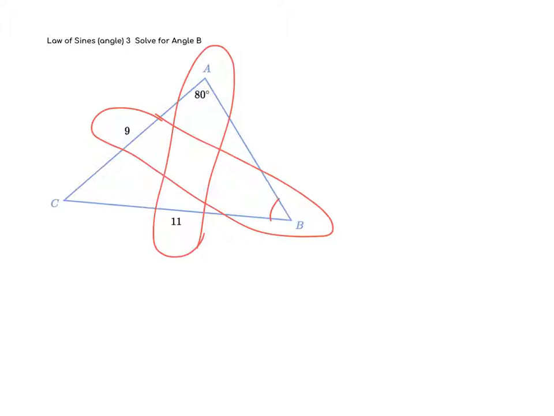One of the things that we can check to give ourselves a pretty good idea of what's going on is a comparison of the sides and the angles. Since 80 degrees is across from an 11 unit side and angle B is across from a smaller side, that tells us that angle B must be less than 80 degrees. So if we get an angle that's less than 80 degrees, we're probably in good shape.